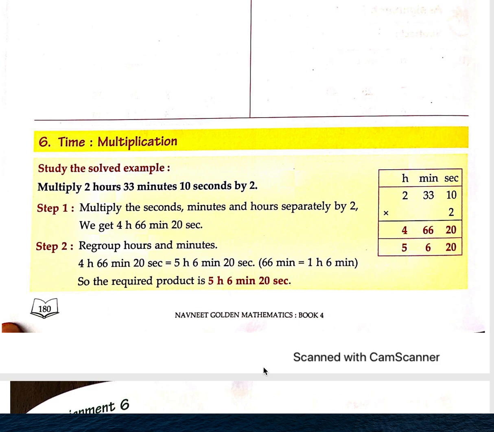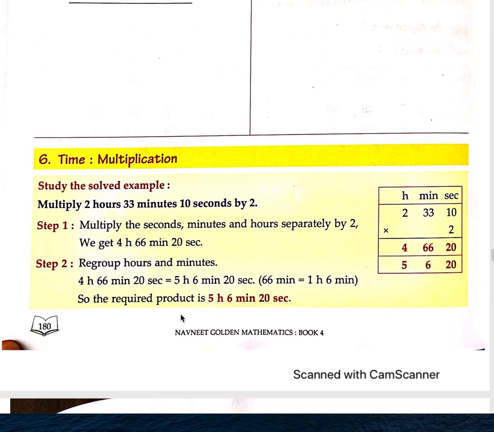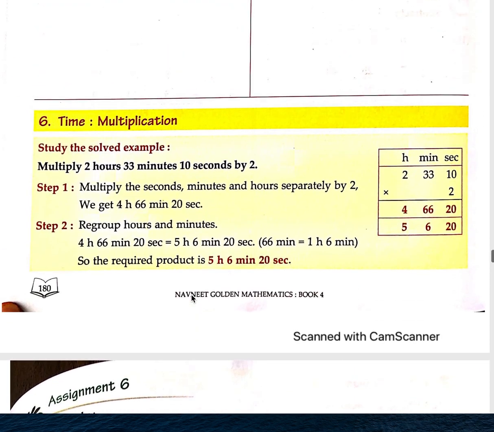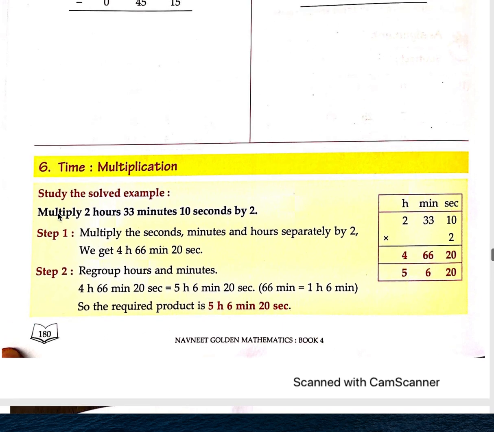Welcome to another video of the 14th chapter, which is time. In this video we will cover multiplication, division and some extra questions.